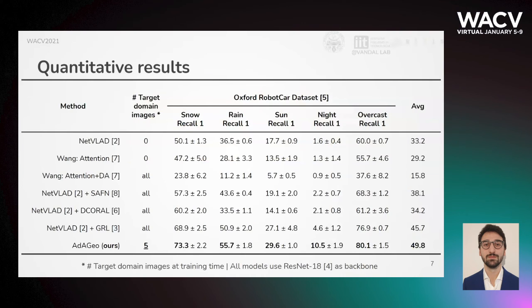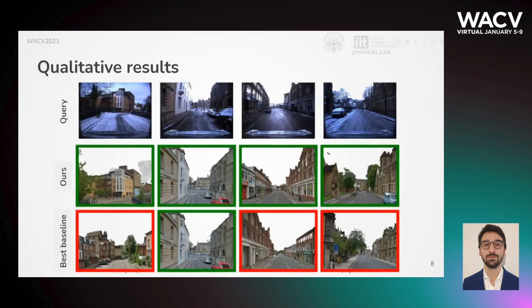Here you can see some quantitative results. The second column shows the number of target domain images used at training time for domain adaptation, and as you can see, we only use 5 target domain images, while other domain adaptation methods use the whole target set. Even with this disadvantage, we are able to outperform all pre-existing methods by a large margin on all 5 target domains. Here you can see some qualitative results from the snow target domain. You can find more quantitative and qualitative results in our paper.